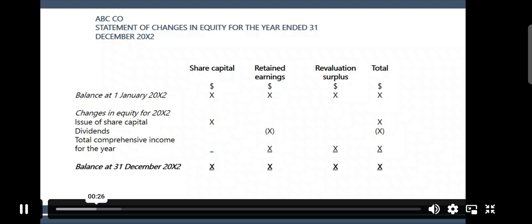It usually consists of four components. We call them share capital, share premium, retained earnings and reserves. But just to make it simple, I'm putting here three: share capital, retained earnings and revaluation surplus.